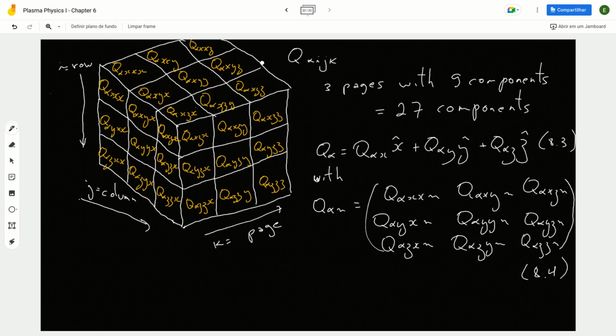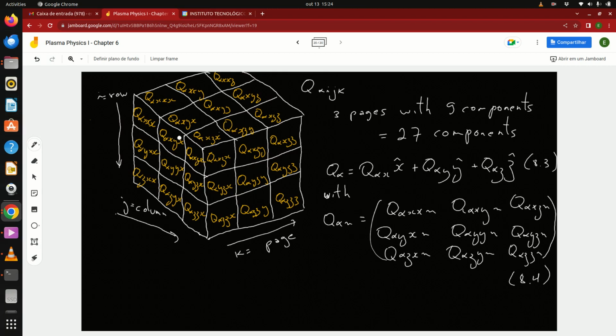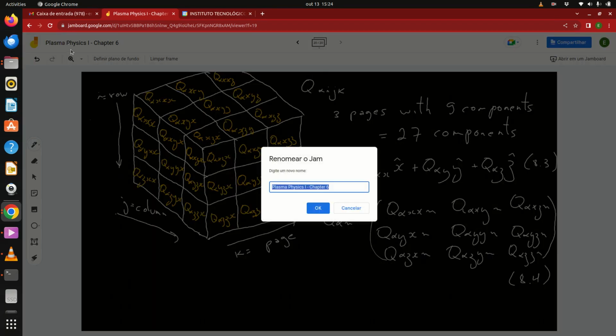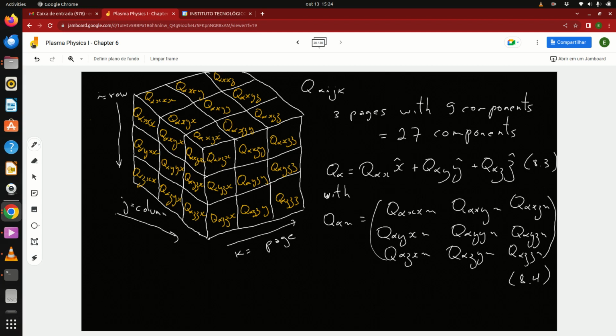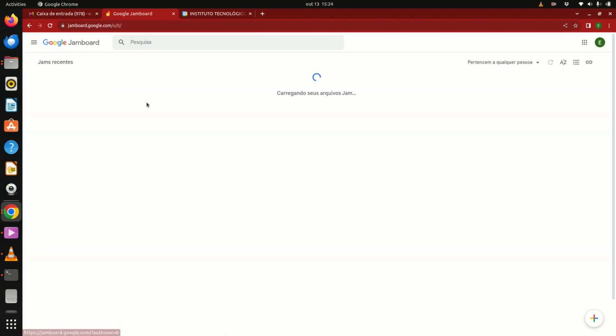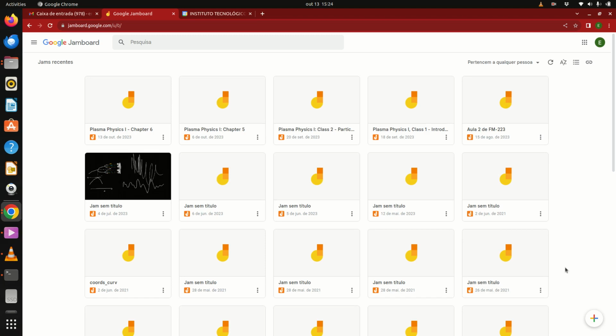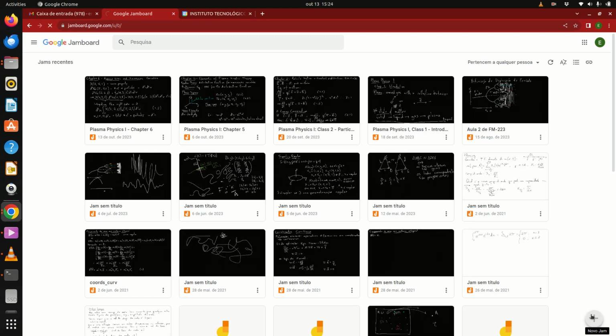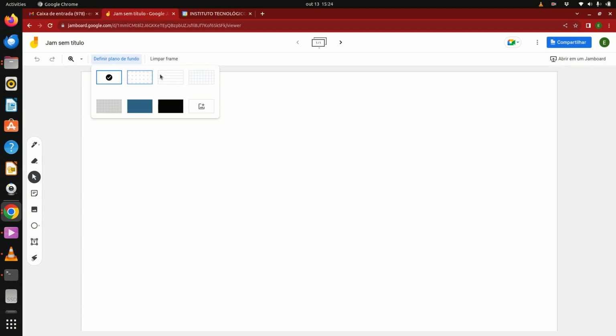Oh, it's empty. No more pages for me. Sorry, my Jamboard is over. I cannot add more than 20 pages. I'll have to start a new document here. So let's do it. New document. So I go back. Okay, this is fine. Go back to Jamboards. Start a new Jamboard. Okay.